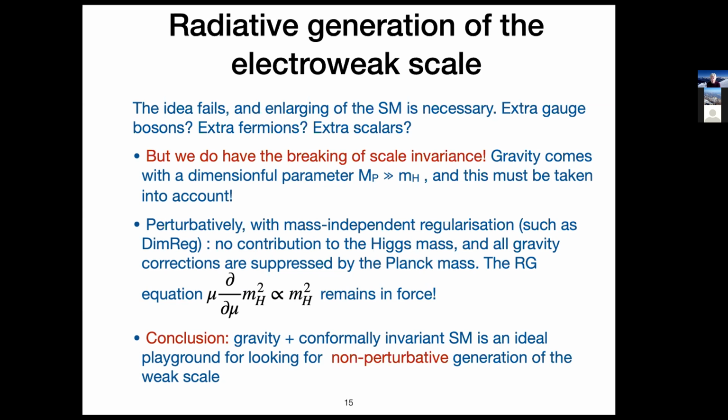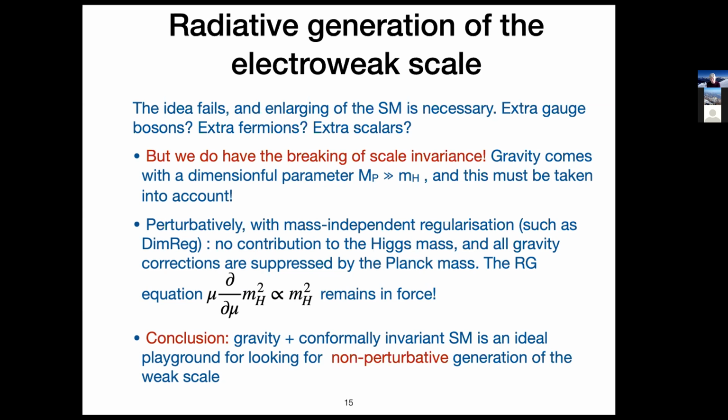Of course, throwing out gravity completely does have a rationale. If you take any mass-independent regularization, such as dimensional regularization, then you find that there is no contribution to the Higgs mass coming from gravity corrections. All gravity corrections are inversely proportional to the Planck scale. And so in any mass-independent regularization procedure, the RG equation for the Higgs field still has the property that the Higgs boson mass equal to 0 is a fixed point.